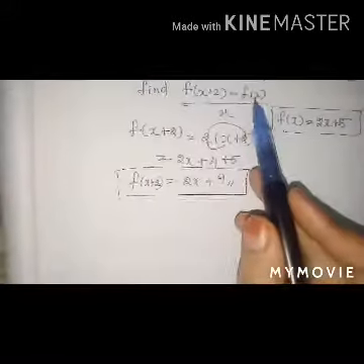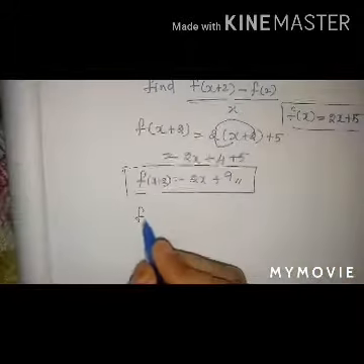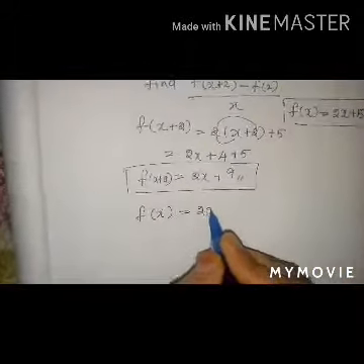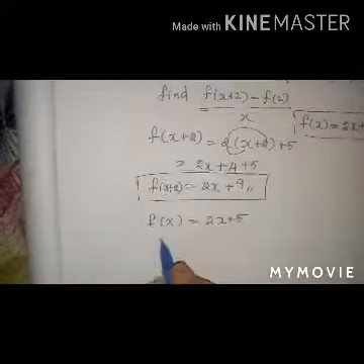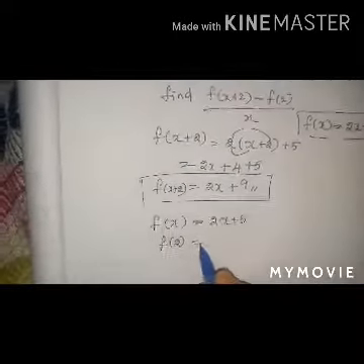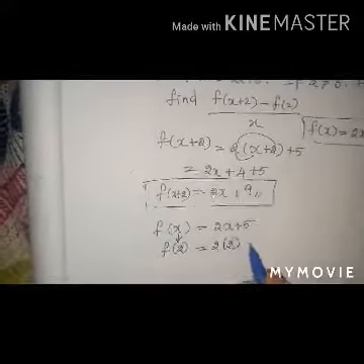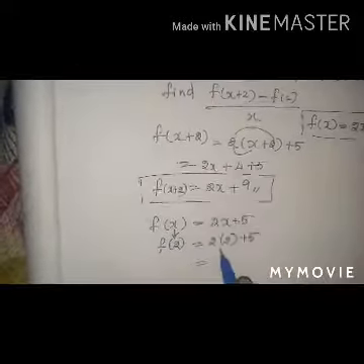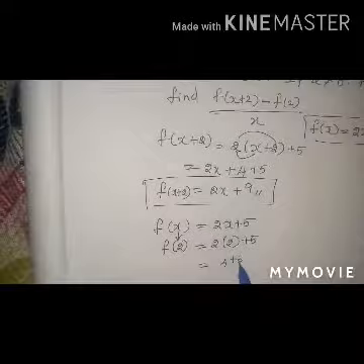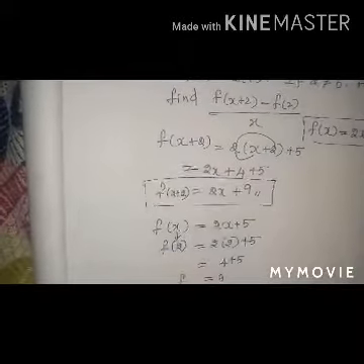Next we want to find the value of f of 2. First write your function again here. f of x is equal to 2x plus 5. Let us find the value of f of 2. Here we need to substitute the x value as 2. 2 into 2 plus 5. That means 2 2s are 4. 4 plus 5, 9.